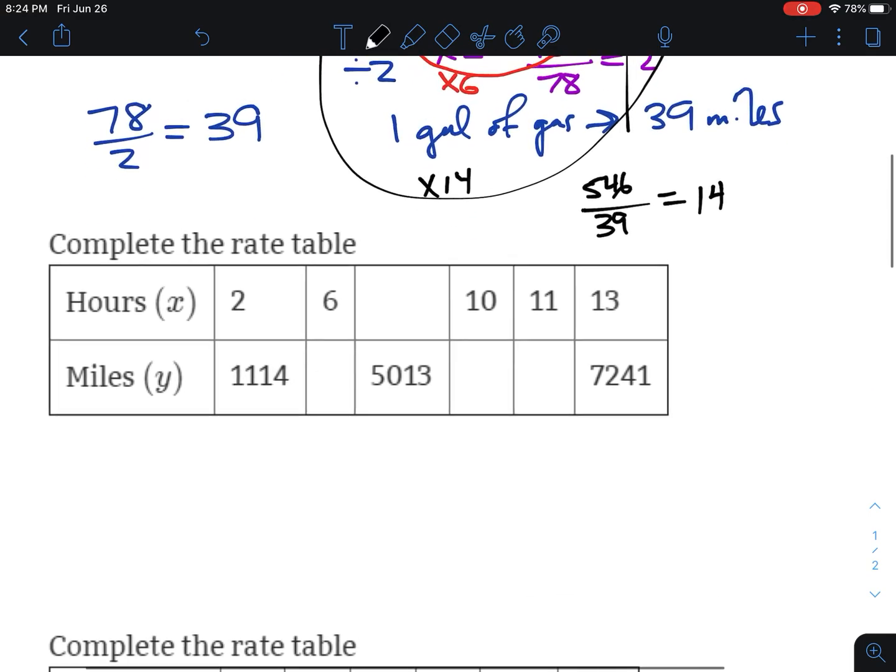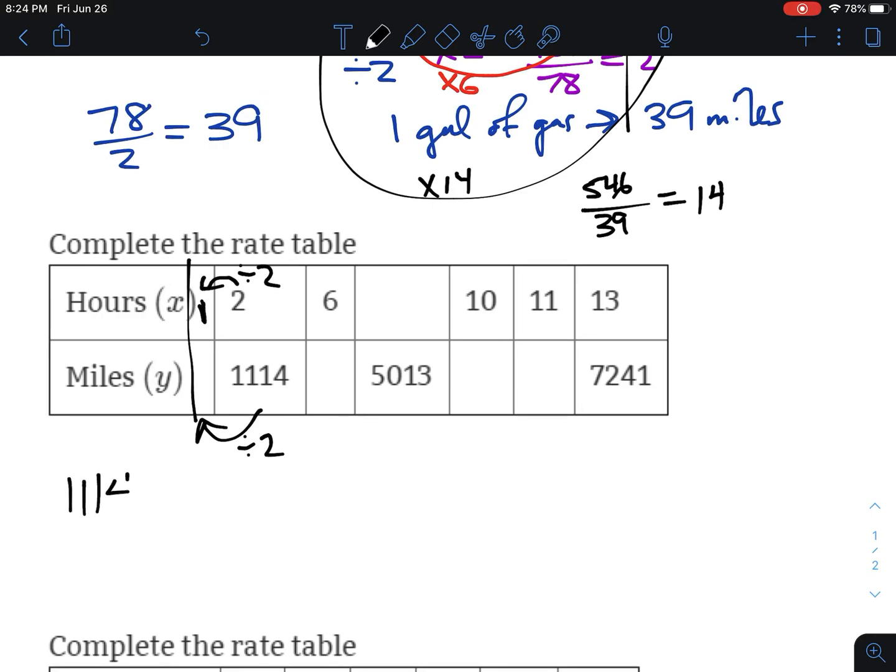Let's do a couple more examples. So for this one here, we don't have the unit rate, as you can tell, because there's no 1 showing up for hours. If you'd like to, you could find that first. That might be easier. You could just do what we did before. 2 down to 1 would be dividing by 2. So divide this by 2, and you get your rate.